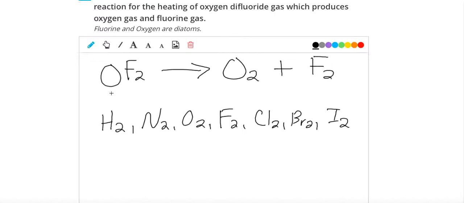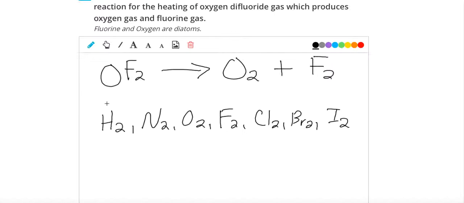So notice right here, oxygen is not by himself, so he's not a 2. Fluorine's only a 2 because that's what I told you up here was happening. It's only when they're by themselves. So please put these on your periodic table, circle them, star them, whatever, so that if you write out an equation that just has one of these by himself, he's going to be a 2.